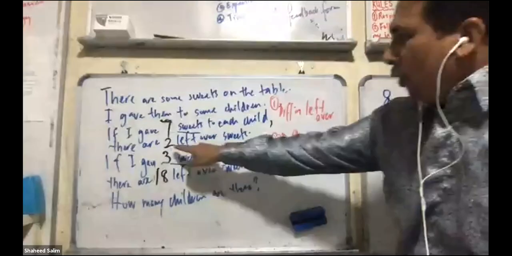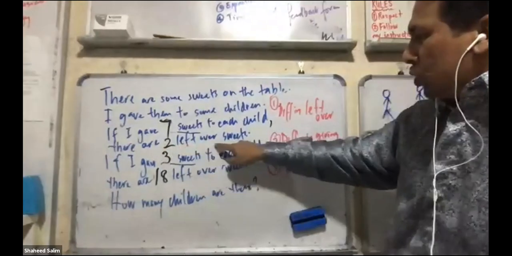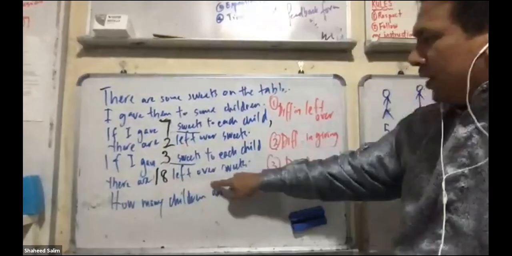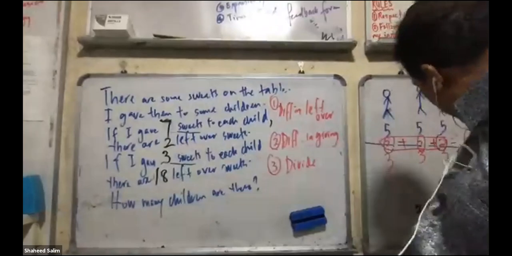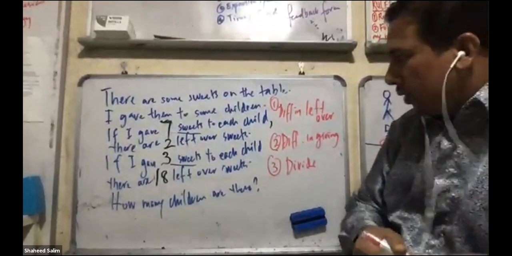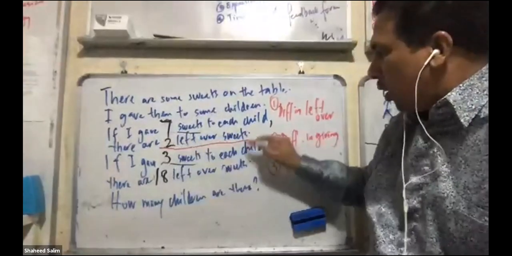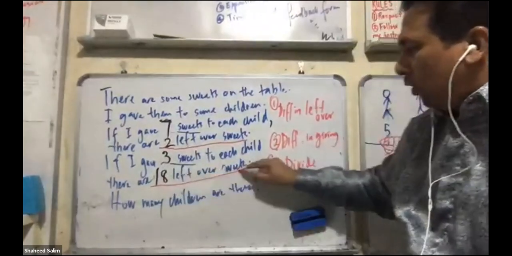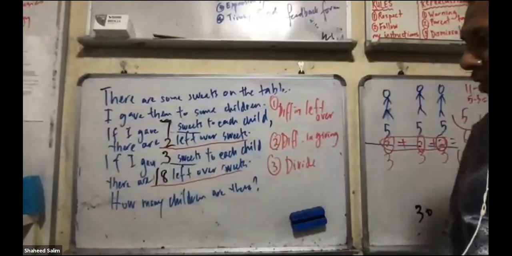What's the leftover? What's the difference? Leftover means the leftover down here, difference in leftover. How many sweets leftover? 18 sweets leftover. This one I underline. This one has 2 leftover, this one has 18 leftover. You find the difference in leftover. How much do you get? 16. Good.